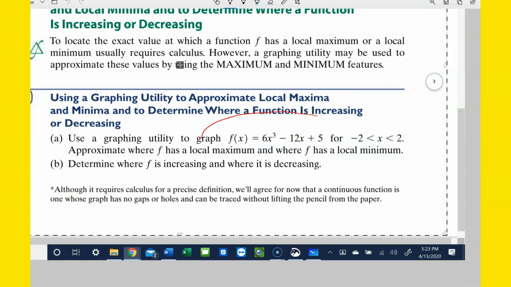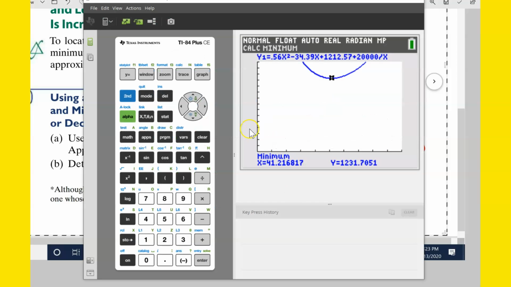This time I am given an equation here, and I'm told to use a graphing utility to approximate the local maximum and local minimum, and also from there to determine the intervals of increase and decrease, because that has a lot to do with local maximum and local minimum. Whenever you have a local maximum, you have stopped increasing and you begin to decrease, and vice versa for local minimum. So I'm going to graph this in this TI Smart View software.